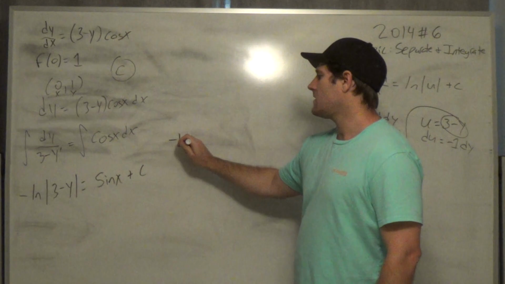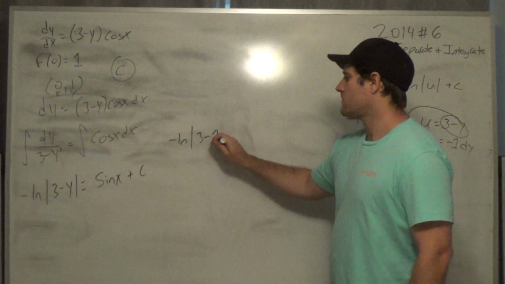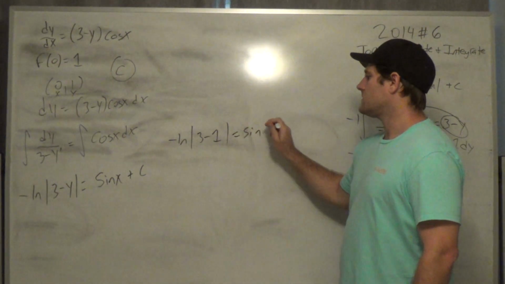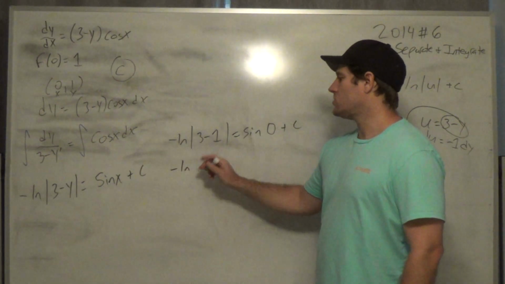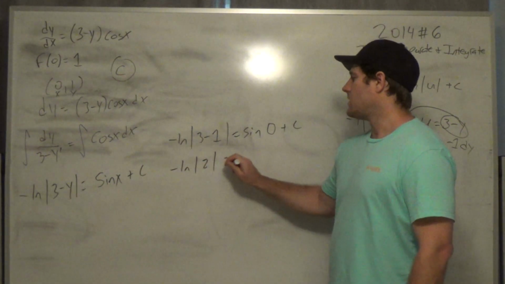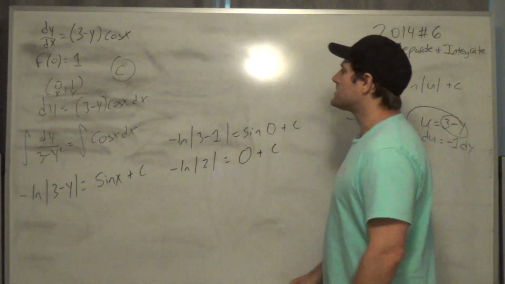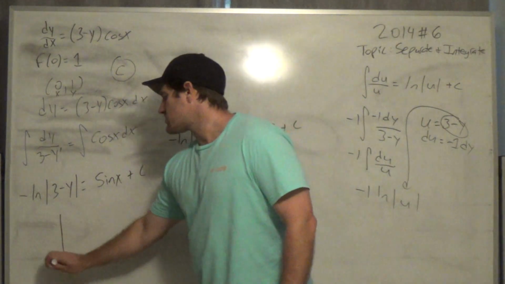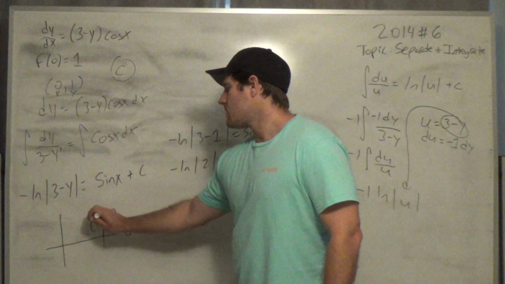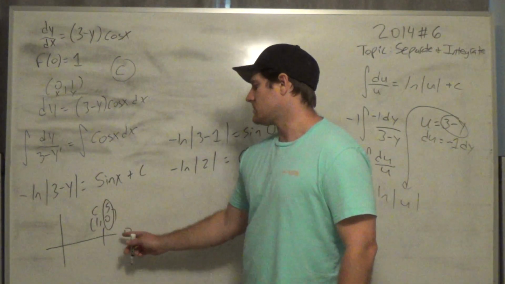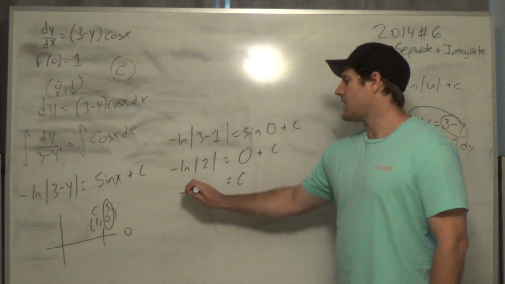So I have negative ln of 3 minus y, y is a 1, equals sine of 0 plus c. So here I get a 2, and here I get sine of 0, which is 0. Now if you don't know why sine of 0 is 0, we just looked at earlier the ordered pair at 0. The ordered pair at 0 is 1 comma 0, and the sine is the y coordinate. So sine of 0 is 0. So c is negative ln of 2.